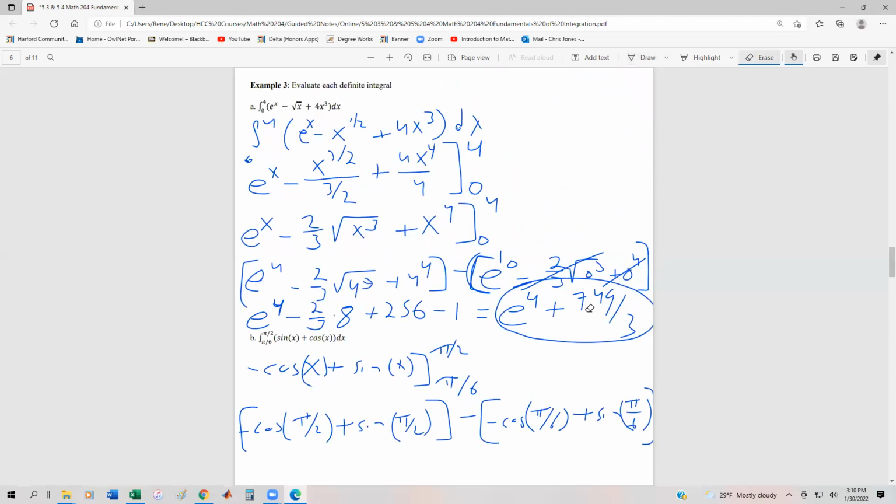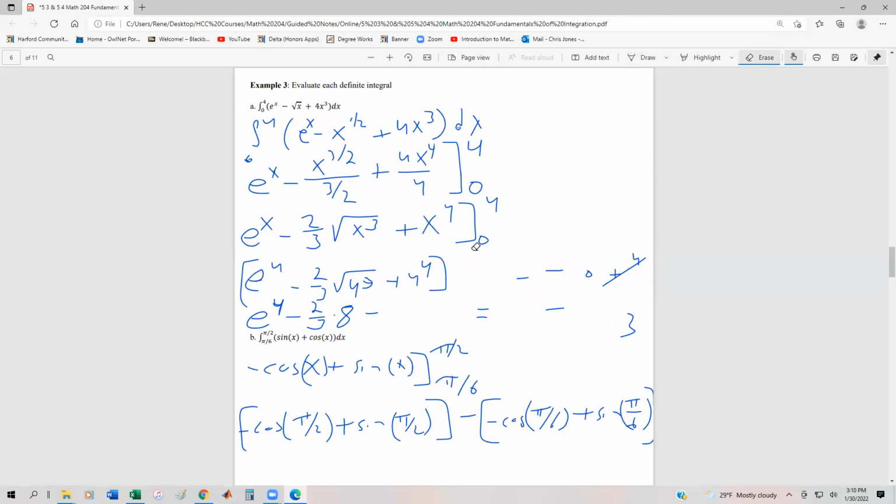Just to remind you, I'm going to erase a little bit of this stuff. I'm going to construct a unit circle.